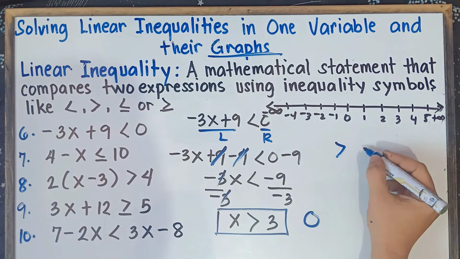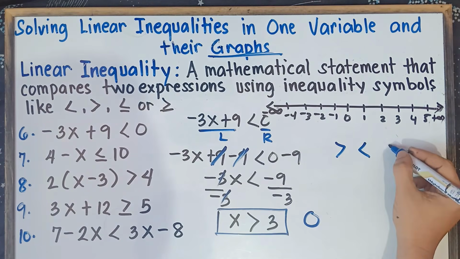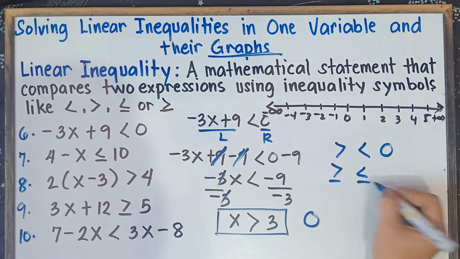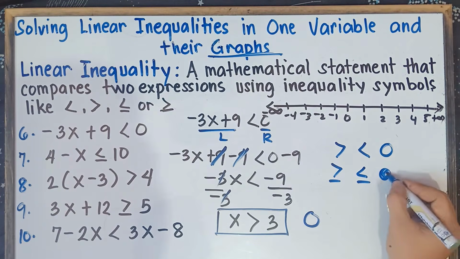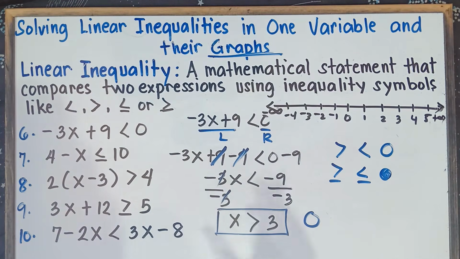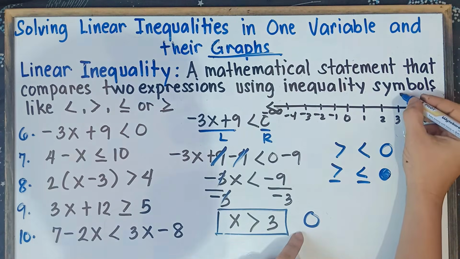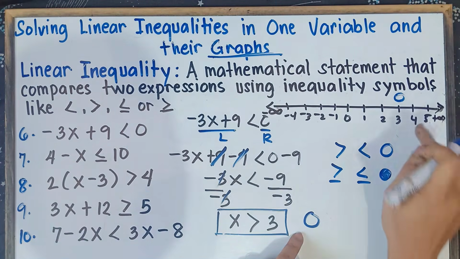If you have greater than and then less than only, always use an open circle. If you have greater than or equal, less than or equal, you will use a closed circle. Now, let's explain it again, class. Why do we use an open circle? Because if we substitute the value of x, that would be 3. So, open circle at 3. Open circle means it's not included.